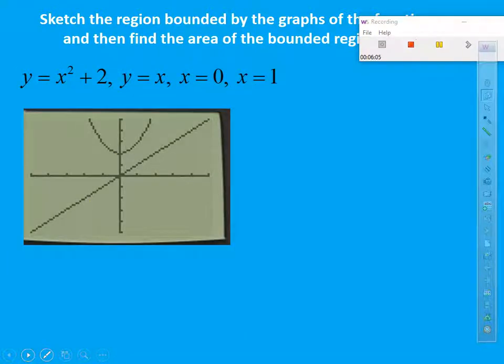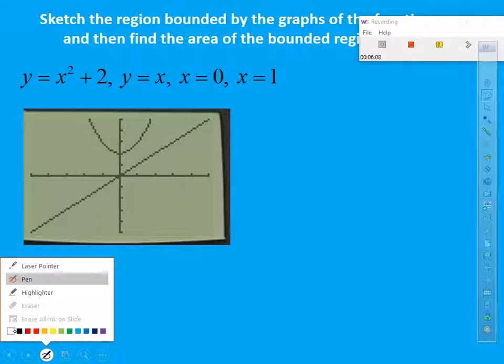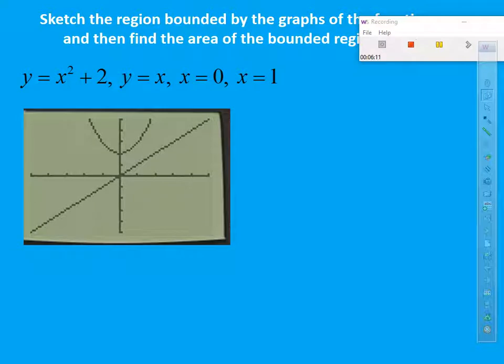So, if you go on to your number 2, I did the same thing just to speed this process up. I graphed the parabola x squared plus 2 right there. I graphed the line y equals x. Now notice that they don't intersect. So I need some vertical lines in there to give me some boundaries.